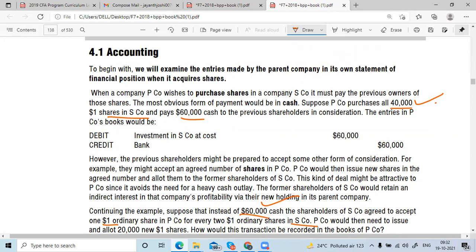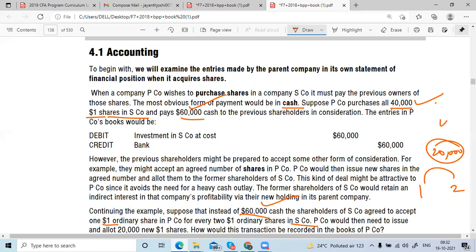60, sir. Oh, see, please understand the question from here. When a company P wishes to purchase shares in company S, it must pay the previous owners of those shares. The most obvious form of payment is cash. P company purchases how many shares? All 40,000 shares of $1 in S company and pays how much cash? 60,000. Correct? Yes.